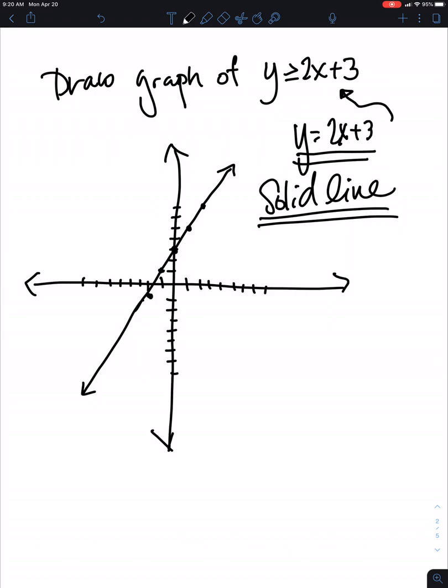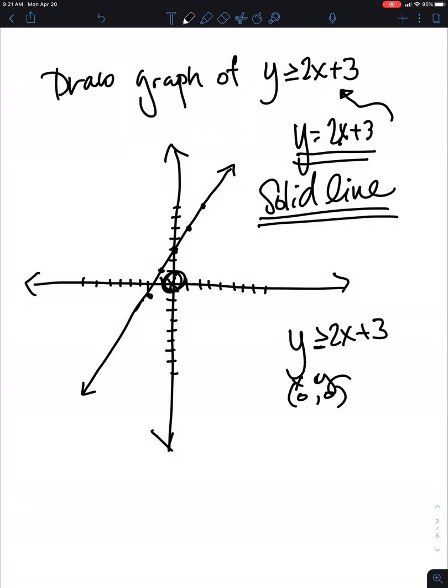Okay, so now we have to decide where to shade. So I'm going to always go back to my original statement. I like to pick a point, and 0, 0 is my favorite because if you're multiplying by 0 or adding 0, it's like the easiest thing ever, and I would like to make my math easy. So I'm going to pick 0, 0. If your line goes through 0, 0, do not pick it. Okay, if your line goes through 0, 0, pick a different one. 1, 1, 2, 2, 3, 3. Pick something that's not on the line. Okay, so I'm going to pick 0, 0.